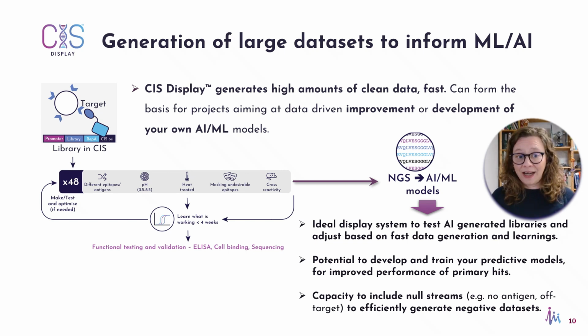And this is a very quick system. You can do all your rounds of selections in 1 week. So you will have that data, feed it into your model, redesign, retest. It would be very straightforward progress. And this is maybe a limiting view of how our CIS Display system can support ML training and AI design of new libraries.